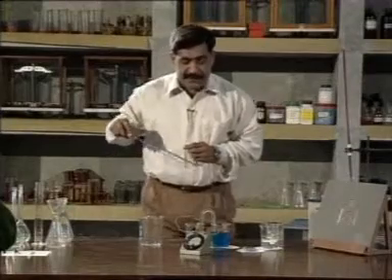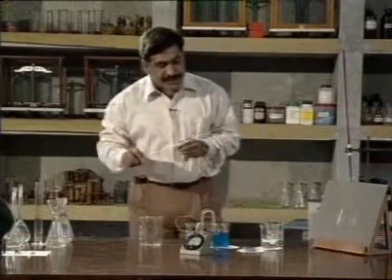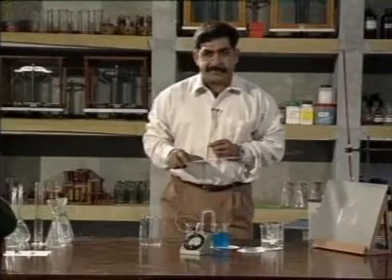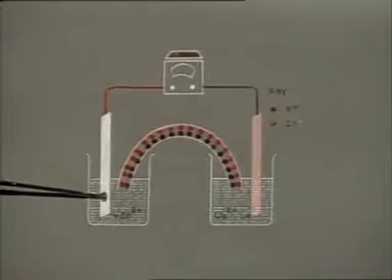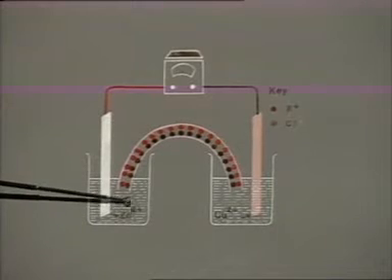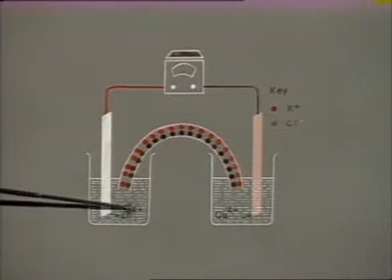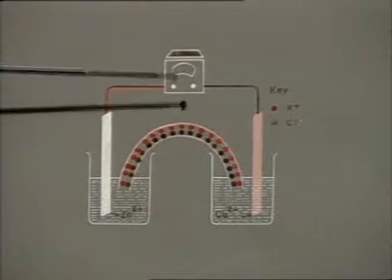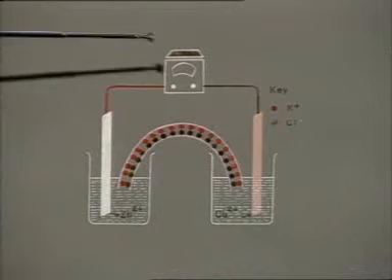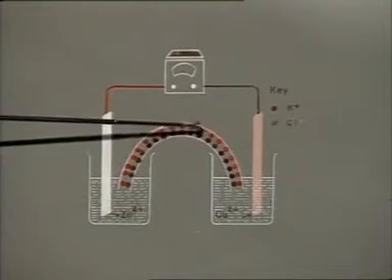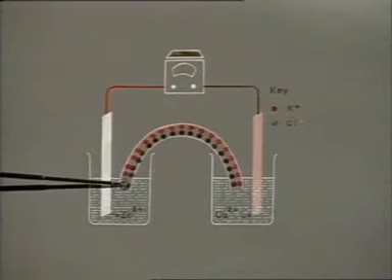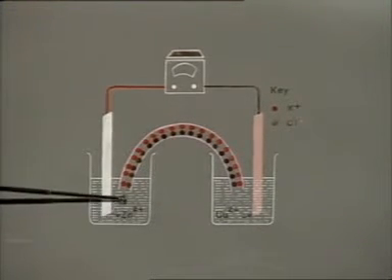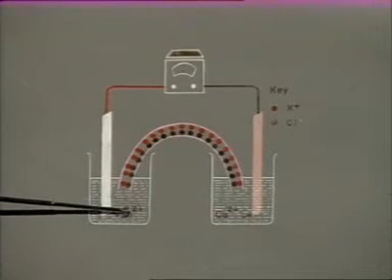Now what is the function of the salt bridge? Through the salt bridge, movement of ions takes place. When zinc metal dissolves and comes into the solution, this solution becomes positively charged. The function of the salt bridge is to make both the solutions electrically neutral. From this salt bridge, chloride ions come into the zinc sulfate solution. In this way, it becomes electrically neutral.